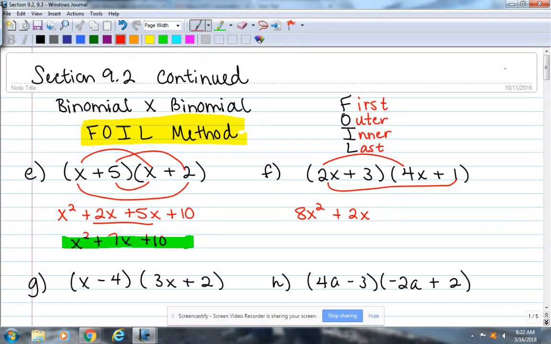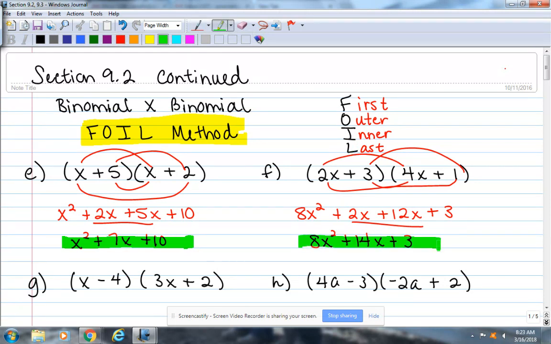Then what two things do we multiply together? 3 times 4x. You look at the inside terms, or you can just go to the 3 and do 3 times the first term, which is what? 12x. And L stands for last, so 3 times 1 is what? 3. That looks like a squished muffin. And what's 2x plus 12x? So 8x squared plus 14x plus 3 is your final answer. So remember, you got to combine your like terms.